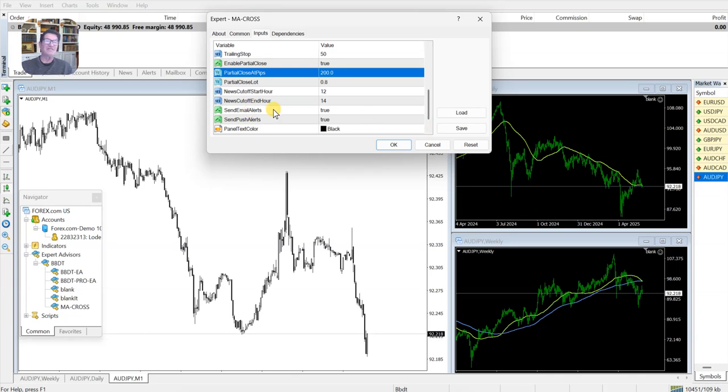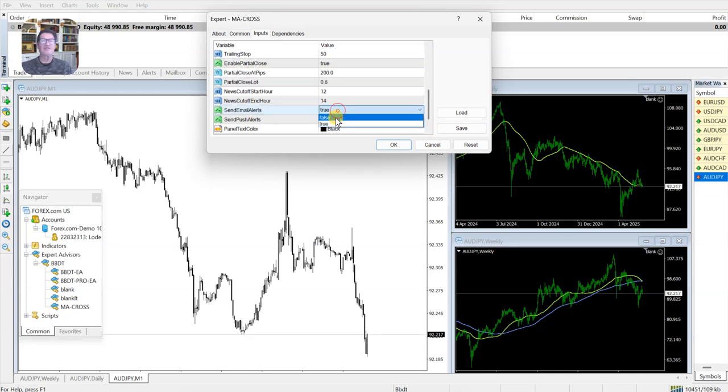Then you have the email alert. I'm going to set this to false. I don't want an email alert, but I do want a push notification alert on my cell phone. The notifications are when you enter an order and when you close an order.